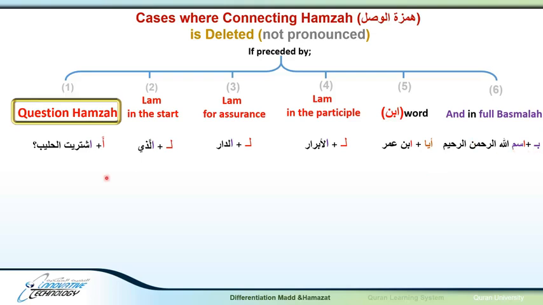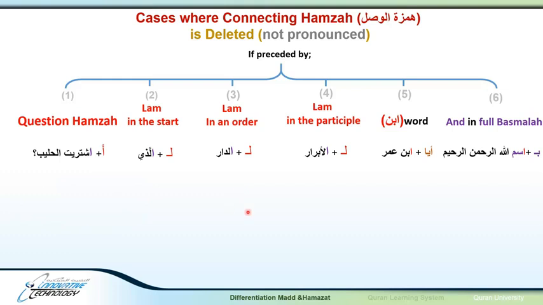So, question Hamza, a plus اشتريت, a question mark sentence. We don't say a اشتريت. We say اشتريت. اشتريت الحليب. Deleting the connecting Hamza. This Hamzatul Wasl would be deleted and we immediately pronounce the alif followed by the sheen.